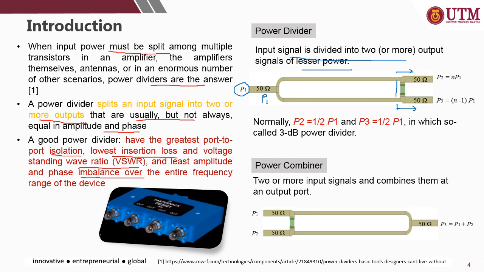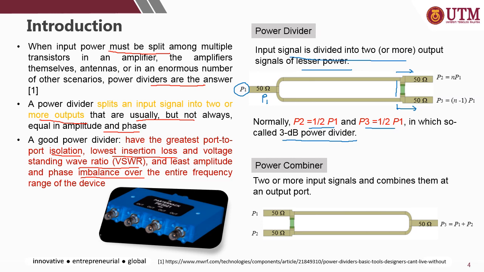Sometimes there could be imbalanced power divisions, in which port 2 may be given higher power compared to port 3, depending on the system requirement. In normal practice, P2 and P3 will have equal power division, which is usually half of the input power. This is also known as a 3 dB power divider, in which half of the power is delivered to the output port.